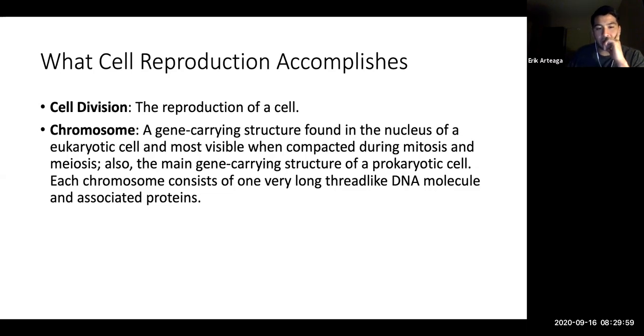Okay, so chromosome: this is a gene-carrying structure found in the nucleus of a eukaryotic cell, and most visible when compacted during mitosis and meiosis. It is also the main gene-carrying structure of a prokaryotic cell. Each chromosome consists of one very long thread-like DNA molecule and is associated with proteins. So it's important to note that there is such a thing as a bacterial chromosome, but it's very different in structure in comparison to a eukaryotic chromosome.